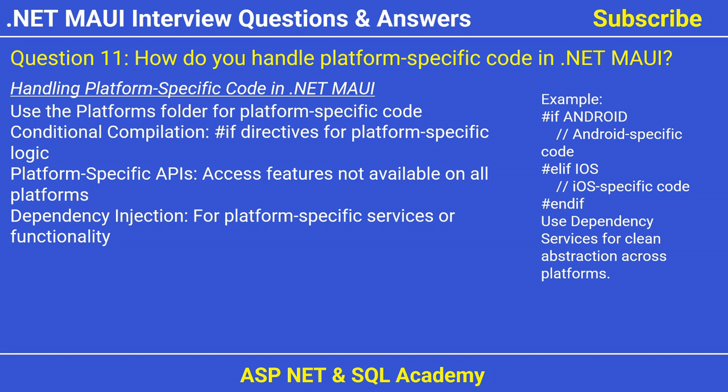For more complex platform-specific features, dependency injection helps you abstract platform-dependent functionality through interfaces and platform-specific implementations, keeping your code clean and maintainable. This way, you can ensure your app takes full advantage of each platform's capabilities without cluttering your core logic.